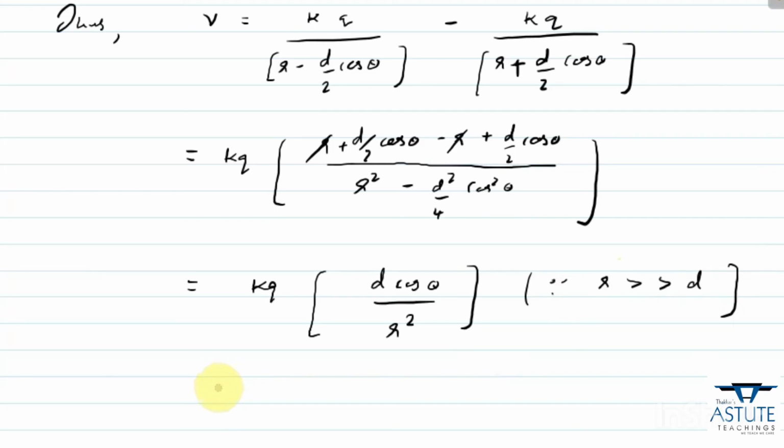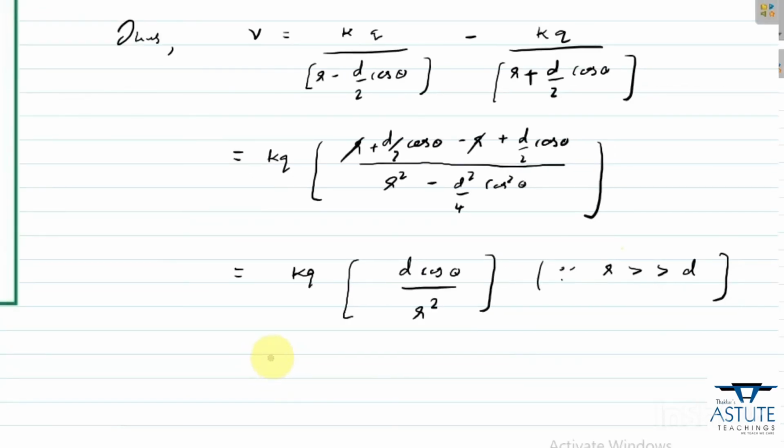Next, you know that the value of q multiplied by d, that is the magnitude of q into d, is actually p, which is the dipole moment. Thus you will be left with kp cos theta upon r square. So this is the value of the electric potential due to the dipole at point P.